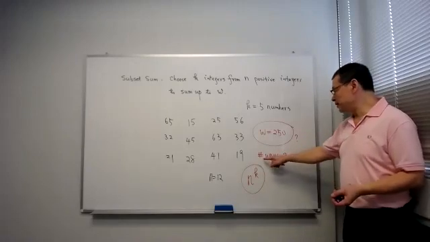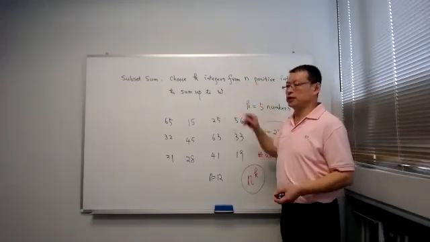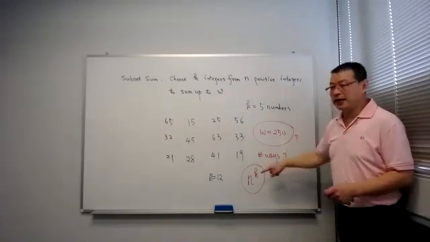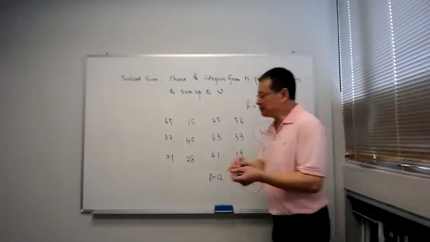Okay, we want to determine the number of different ways to find k numbers from n numbers whose sum equals W. So this is very difficult. Okay, let's work on a very small example to see how it works.